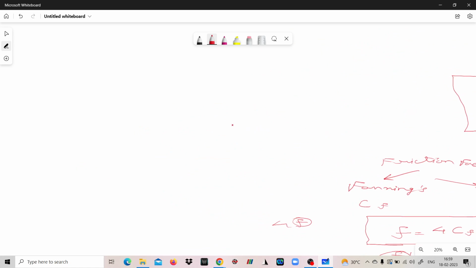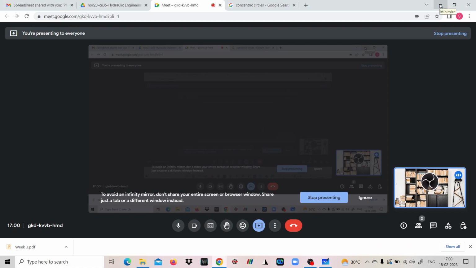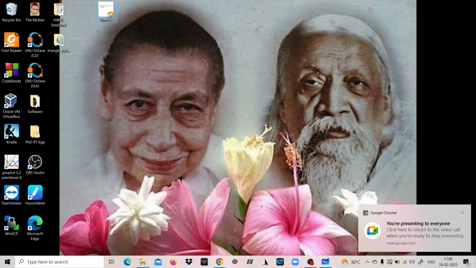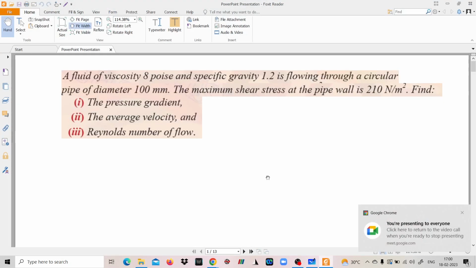And next we have the case of turbulent flow in pipes. Now for turbulent flow in pipes, we'll directly look into the question because we don't have much time left and we need to practice the questions also. So while solving the problems only, we will look into it. So let us open the problem sheet. So this is your first problem.